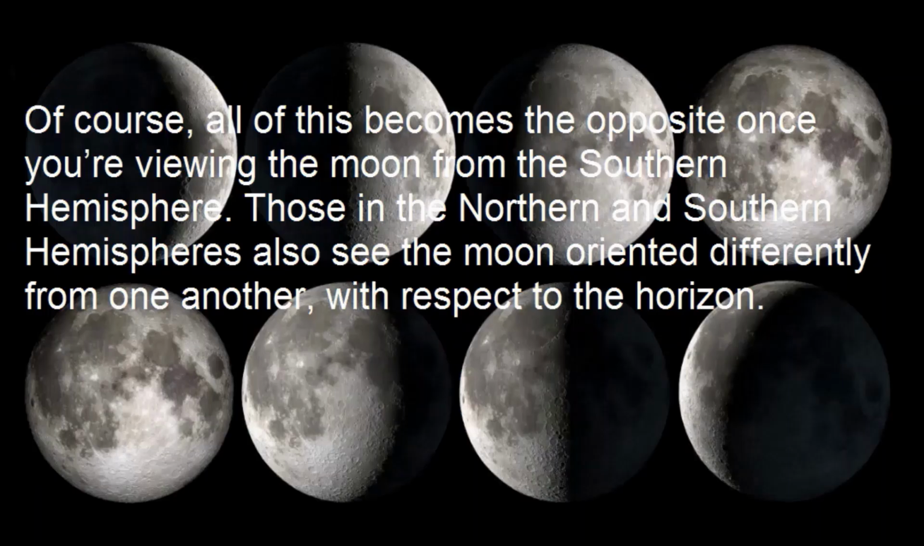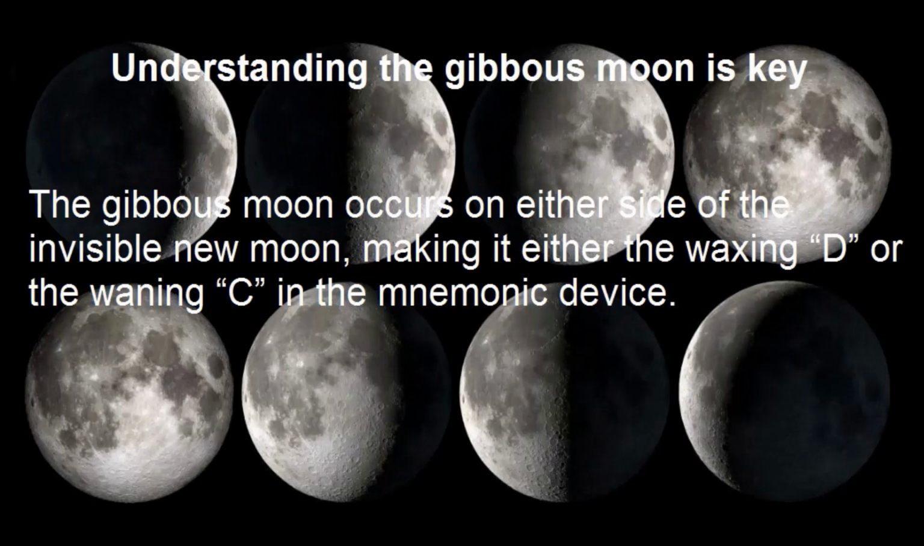Of course, all of this becomes the opposite once you're viewing the moon from the southern hemisphere. Those in the northern and southern hemispheres also see the moon oriented differently from one another with respect to the horizon. Understanding the gibbous moon is key. The gibbous moon occurs on either side of the invisible new moon, making it either the waxing D or the waning C in the mnemonic device.